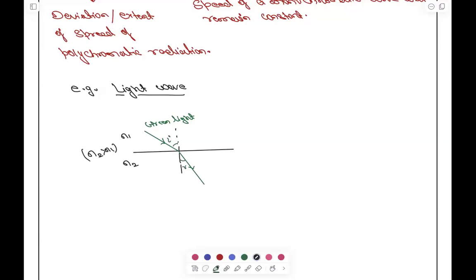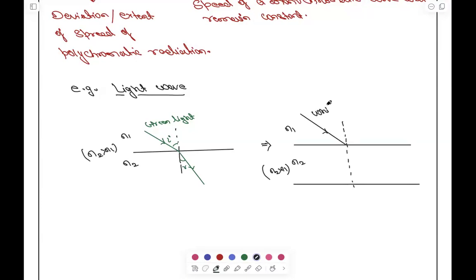Now, do the same thing. N1, N2, N2 बड़ा है N1 से, same thing. Just what I'm doing here, that I am bringing this white light. This is my white light. Now, what is a white light? White light is a light which is made up of how many colors?